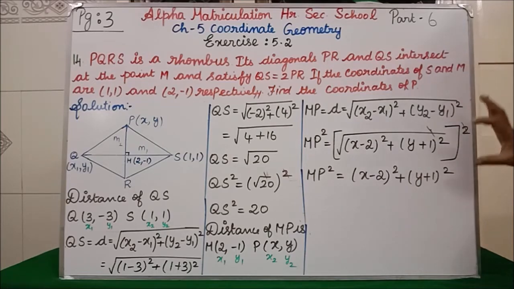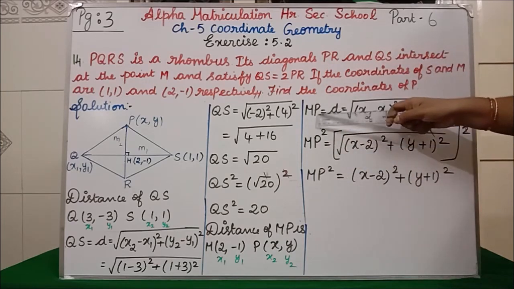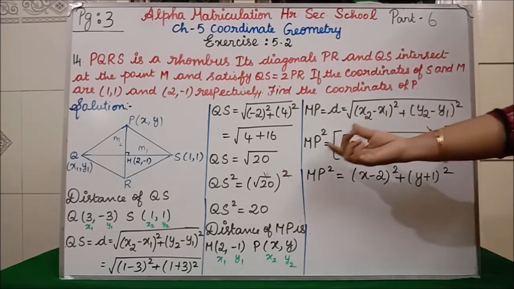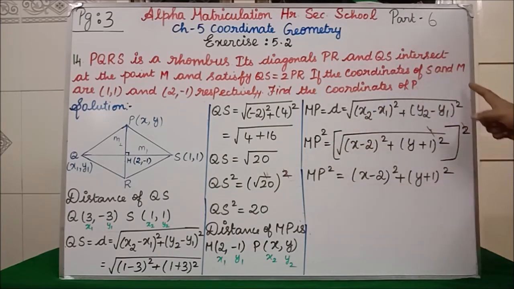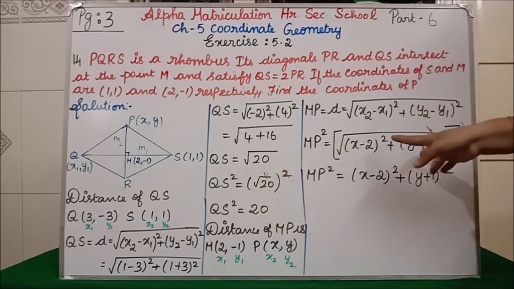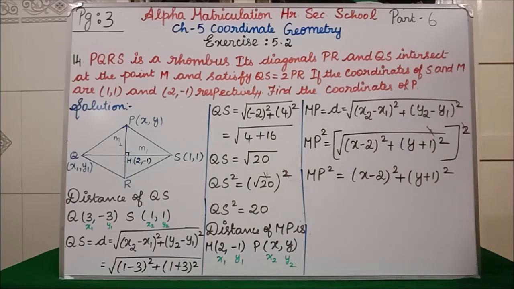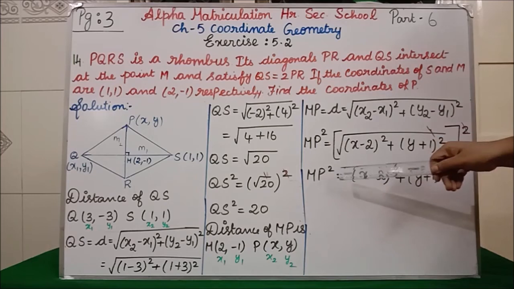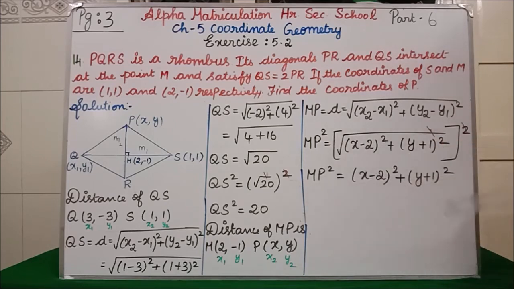Next step what we are doing is we are squaring on both sides. See here MP is there but we are writing here MP square. Why? Because we are squaring the LHS and RHS. So MP square is equal to this full term, with the square written outside. Now if you see, this square and square root will get cancelled. The remaining term inside will be as such only. So I am writing the term the same. Now MP square is equal to x minus 2 the whole square plus y plus 1 the whole square.